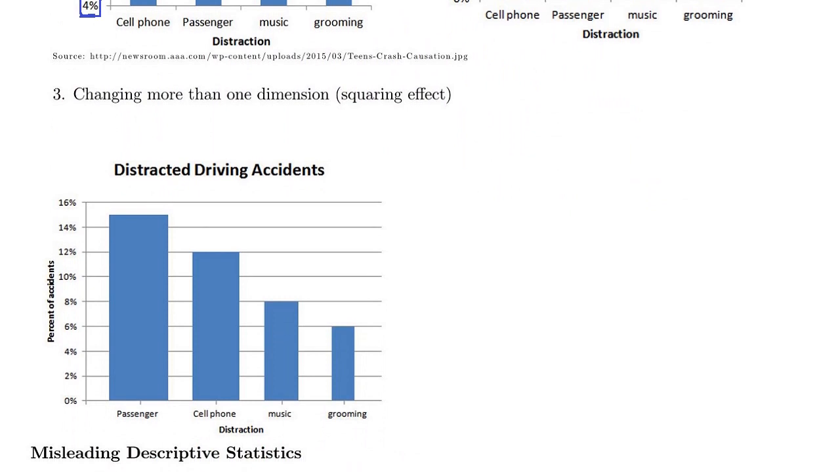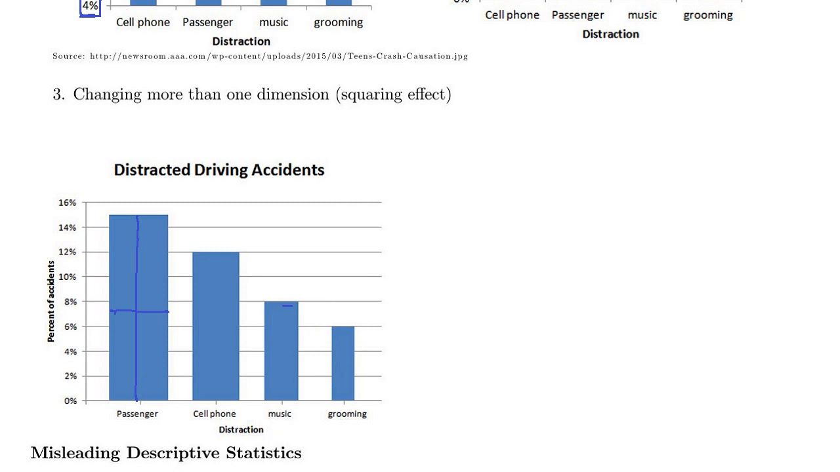And then you can also have a squaring effect where you change more than one dimension. So we look at here the passenger accidents. This is same data, and we see that this bar is not only higher than cell phone, but it's wider. And in fact, if you compare the passenger distractions to the music, it looks like almost 4 of those bars would fit inside the bigger one. So it's making 15% look like it's 4 times as big as 8%. So again, that's deceptive. You're not properly portraying the data.